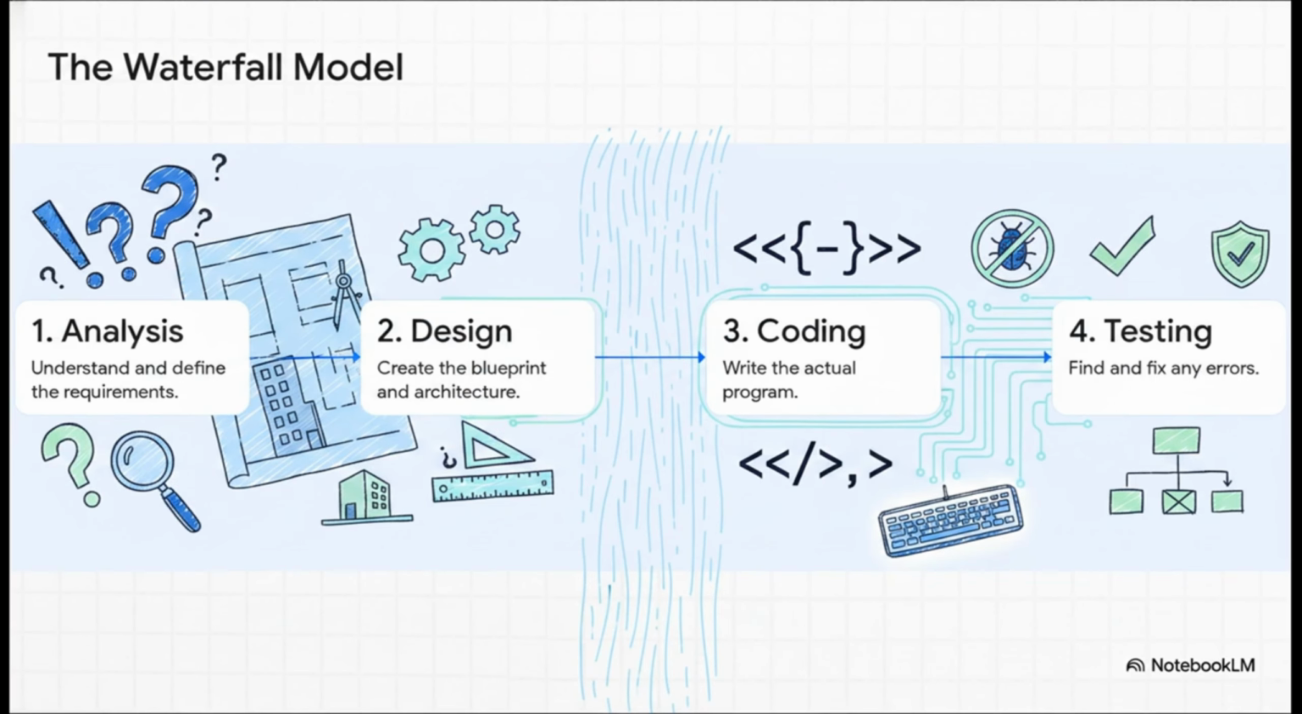The whole idea behind the Waterfall model is that each step flows down into the next one. You can't move on until the previous step is done. First step is analysis. That's where you figure out what the app needs to do. Then comes design, the blueprint of how it's going to do it. Next, you get to the coding, the actual building. And finally, testing, where you make sure everything actually works. See? Each step pours into the next, just like a waterfall.